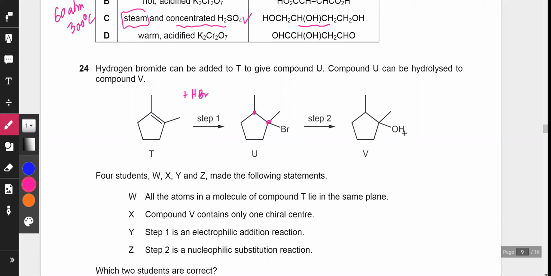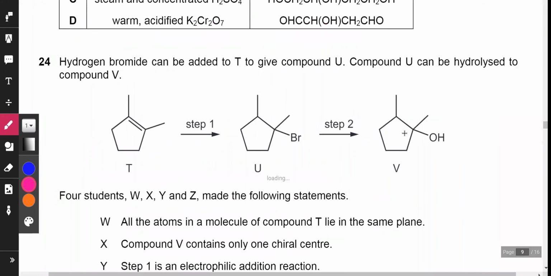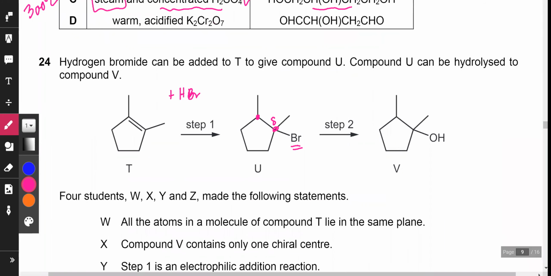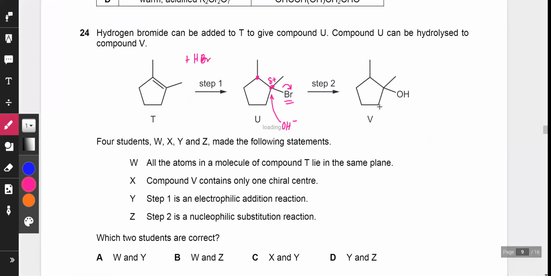So the Br, it's a halogenoalkane. The carbon over here is partial positive. So if you add a nucleophile like OH minus, the nucleophile is going to get attracted to the carbon positive, and the Br would take away the electrons and would get knocked out. So it's a nucleophilic substitution reaction. Remember, halogenoalkanes undergo nucleophilic substitution reactions.